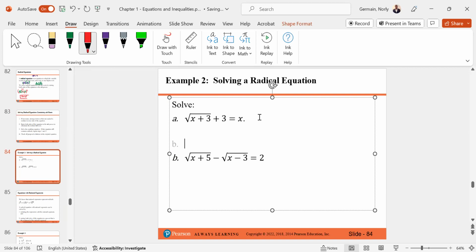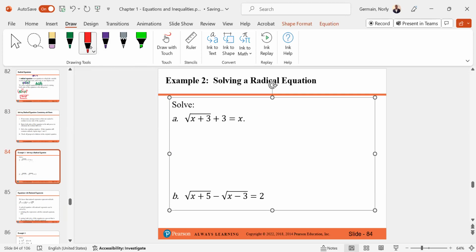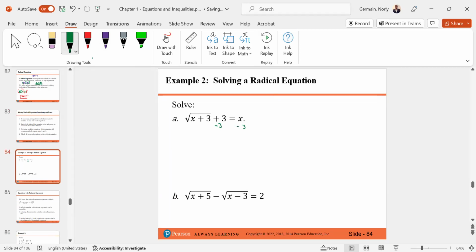The first thing we can go with is something very simple, but because we are so good at doing this, we're going to do something different. First of all, make sure that, as we said, you isolate the radical on one side. Do not try to have radicals on both sides. So we subtract 3 from both sides to make sure that we only have the radical on one side. So we're going to have the square root of x plus 3 equal x minus 3. Remember, we're solving for x.